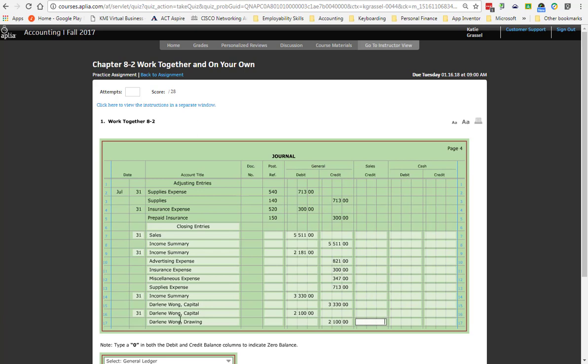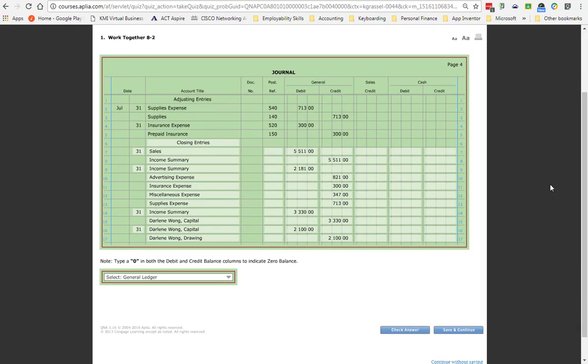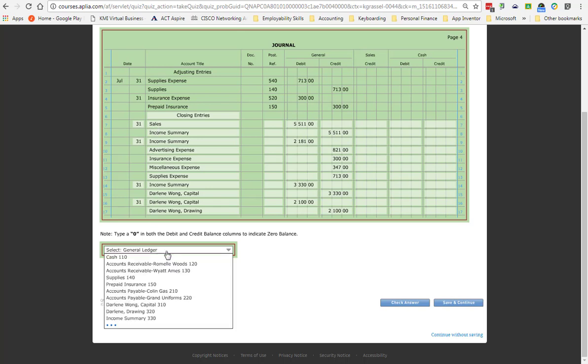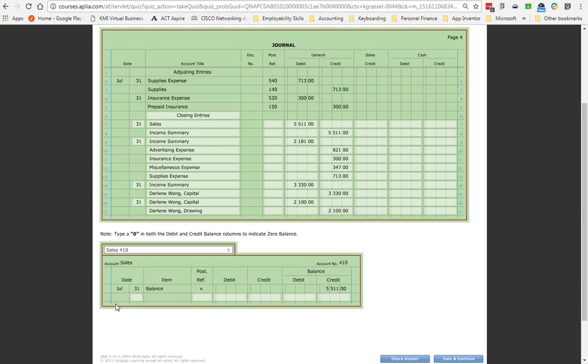The next step that we have to do is we have to go through and post. So let's rock and roll that posting. I'm going to start at the very top, and I'm going to go through and post to sales. So I'm going to go ahead and find my sales account. Put the date of the 31st. Post reference is 4 because I am posting from page 4 of the journal. Sales is being debited $5,511.